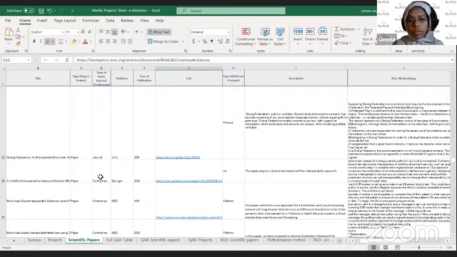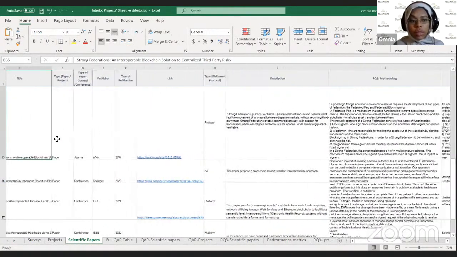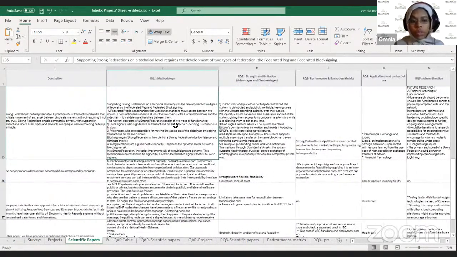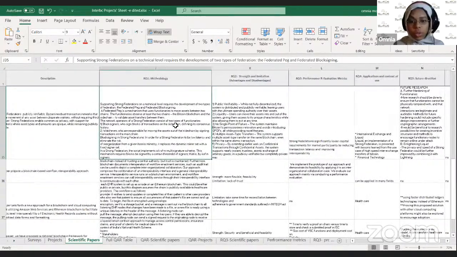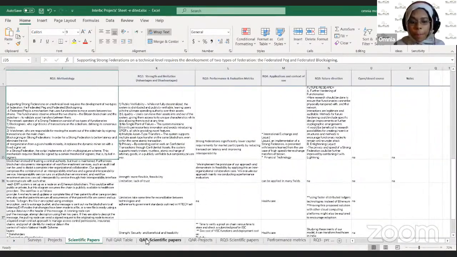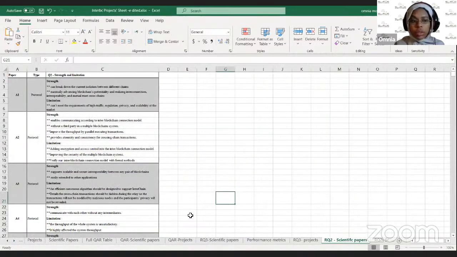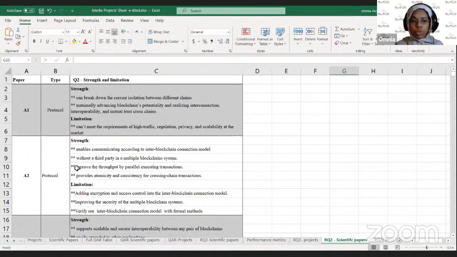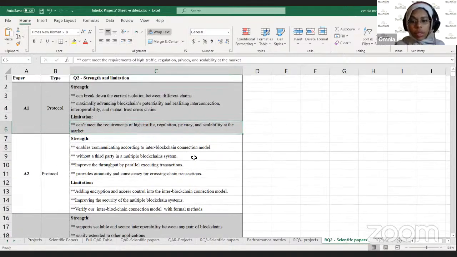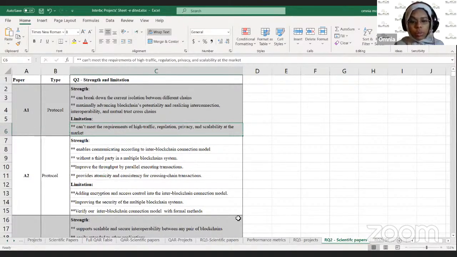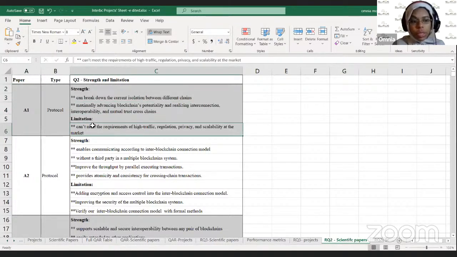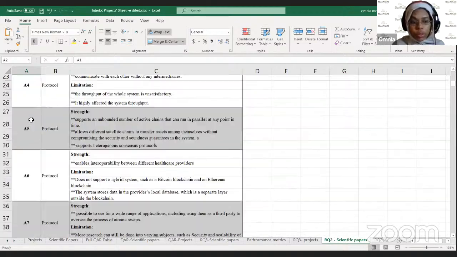So this is the start where we actually put the titles, the information about the paper, the description, and how each paper answered the research question, as you can see here. But to have better results from this research, we can make separate tables where we have only research question number 2, for example, answered. As you can see here, we're able to identify and report the strength and limitation of every paper in our work.